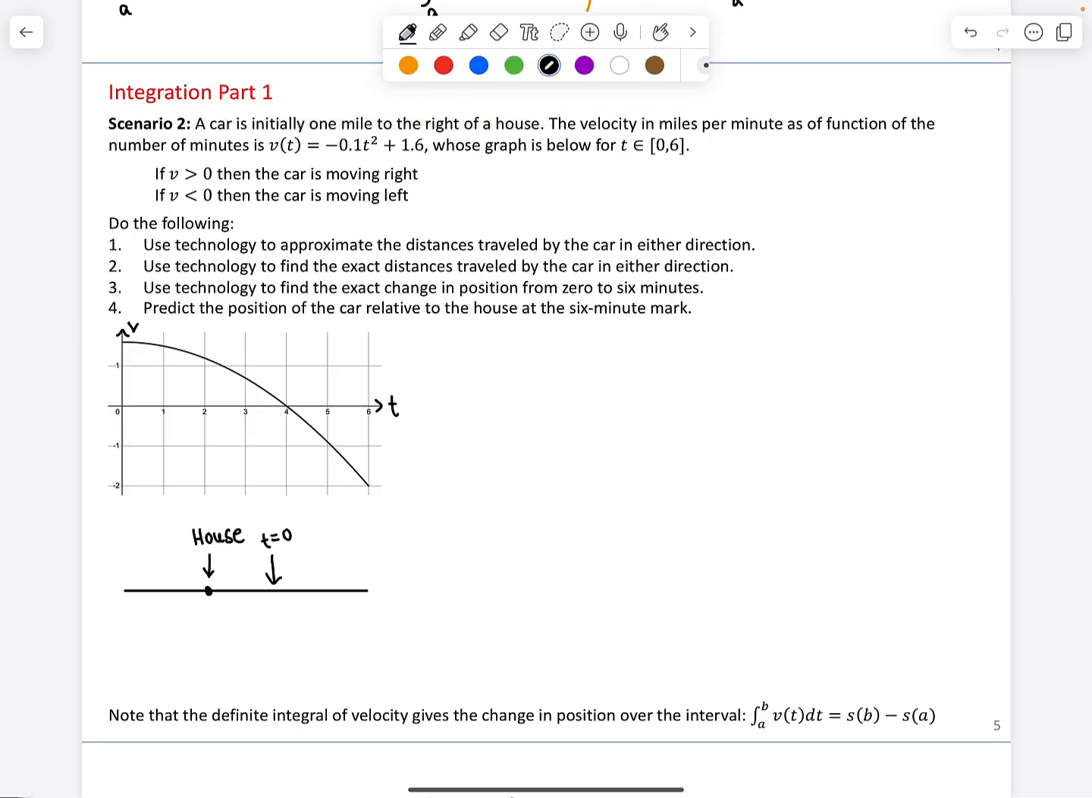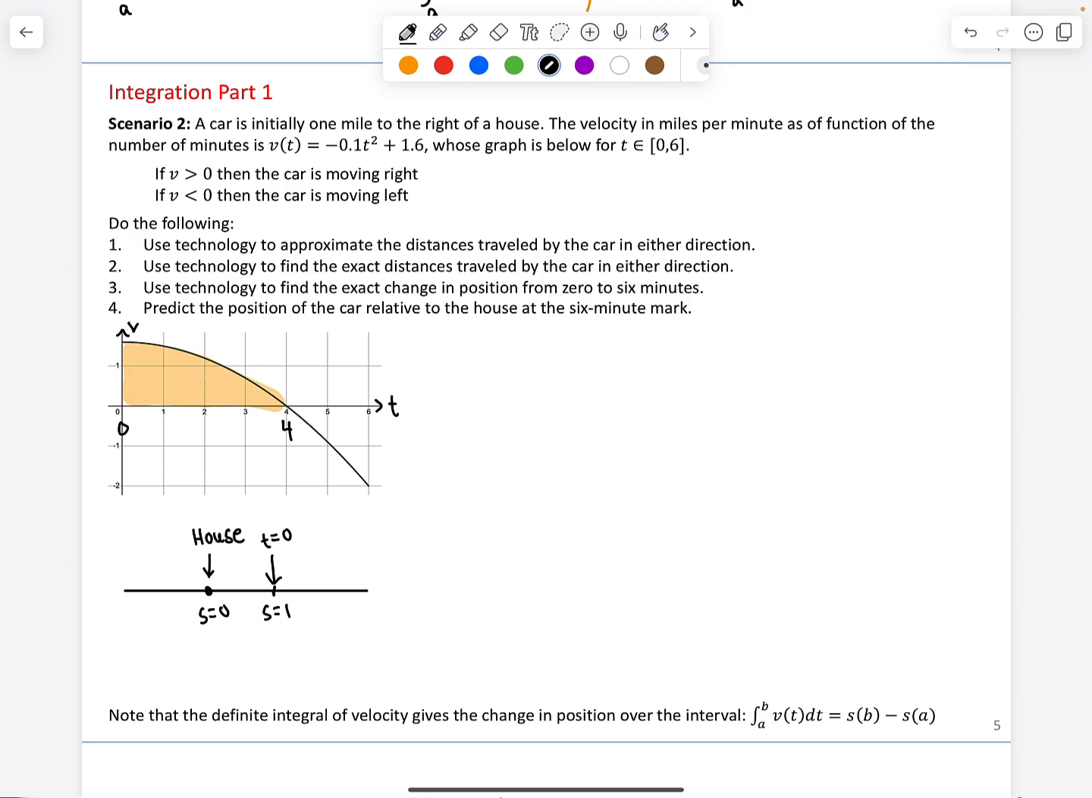Now we're going to say that the house is our frame of reference. So this is position 0. At time 0, our position is 1, meaning 1 mile to the right of the house. Now use technology to approximate the distances traveled by the car in either direction. So this area, where the velocity is positive, will correspond to increases in position of the car, meaning the car will go further to the right. So we're interested in going from 0 to 4 minutes.